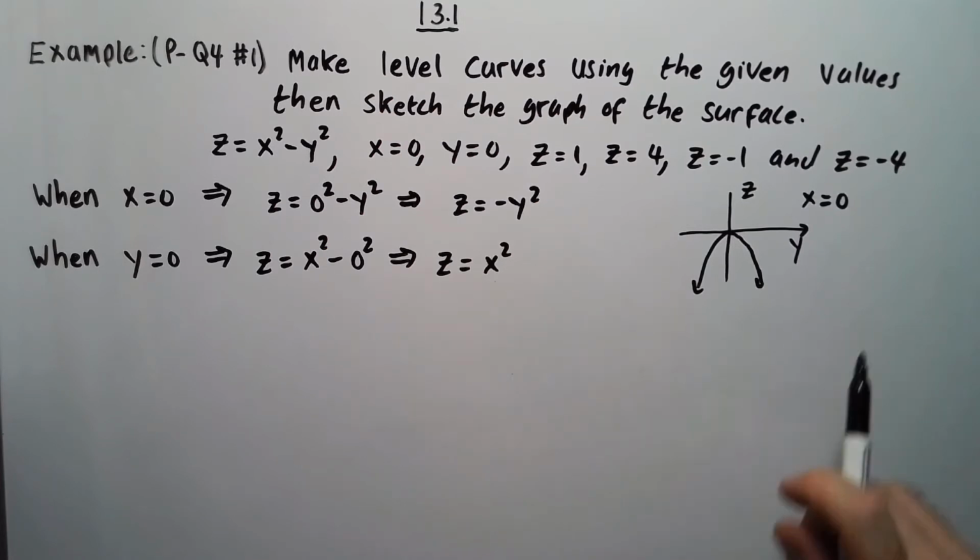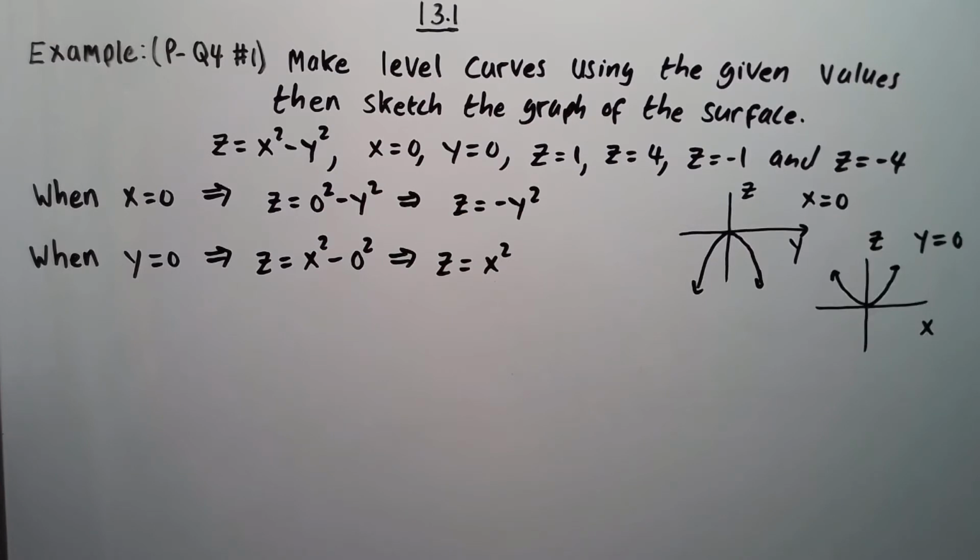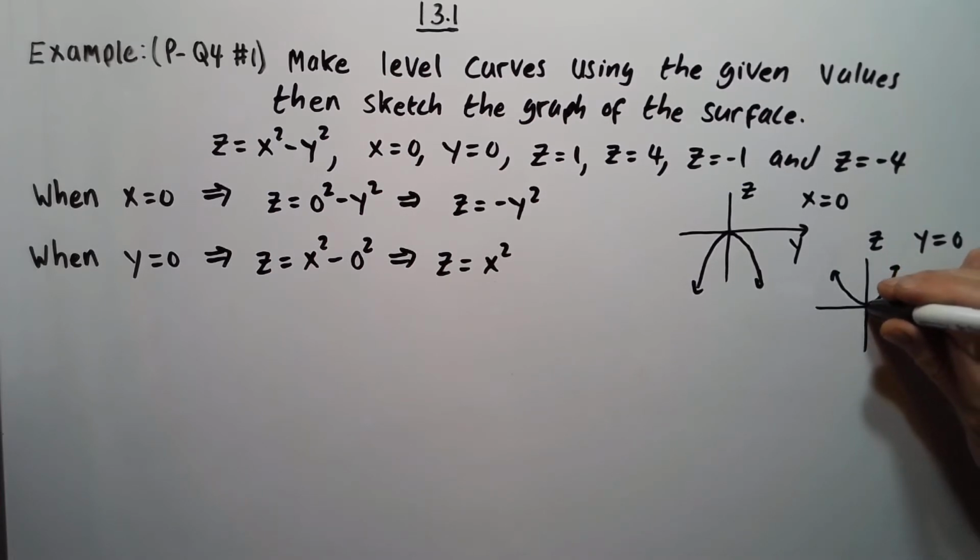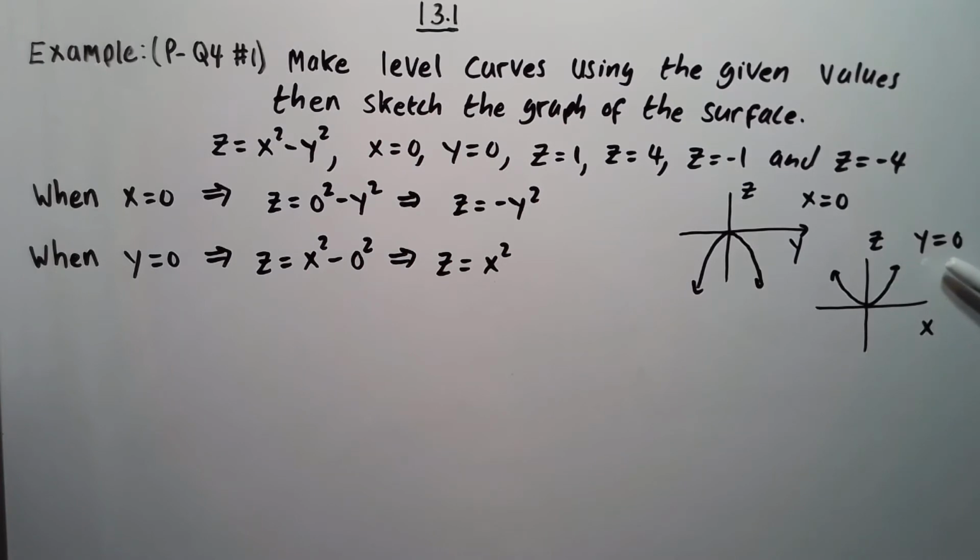So let me graph it over here. So it looks like this. So you have your z and your x here, parabola opening upward. This is when y is 0. So again, you can think of the y-axis coming out this way. It's when y is 0.